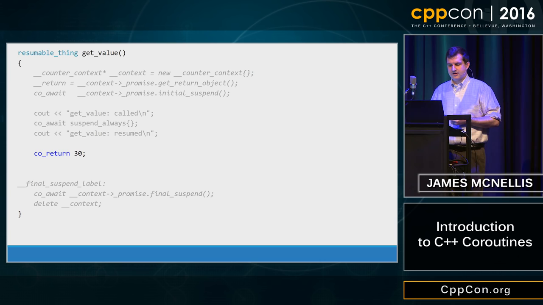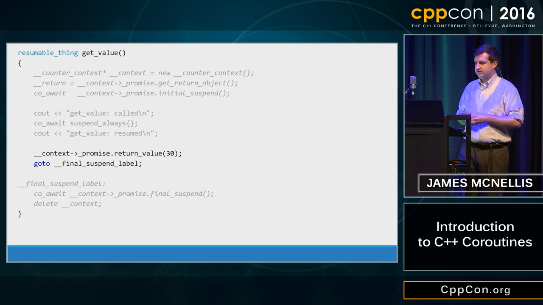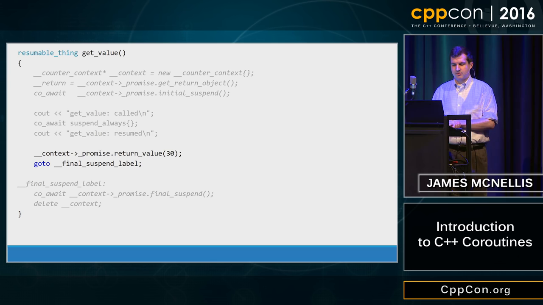What we really want to look at is, what does this co-return do? Well, given that we've implemented that return value function on the promise, the compiler is going to transform that into a call to return value to set the return value that you've given. And then it's going to go to the final suspend label, which will ask, should I suspend or not? And then if you're not going to suspend, it'll delete the context.